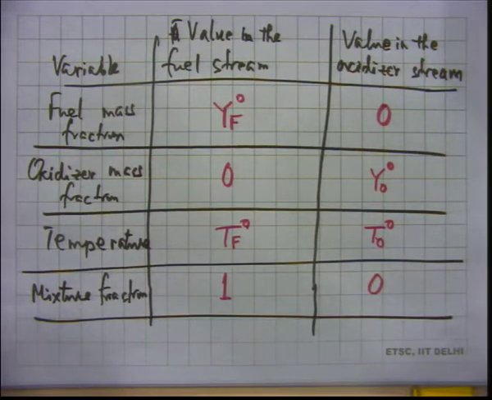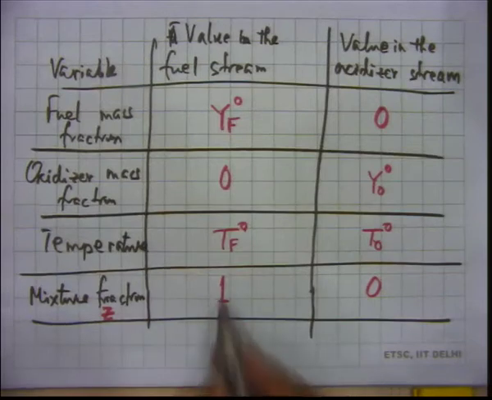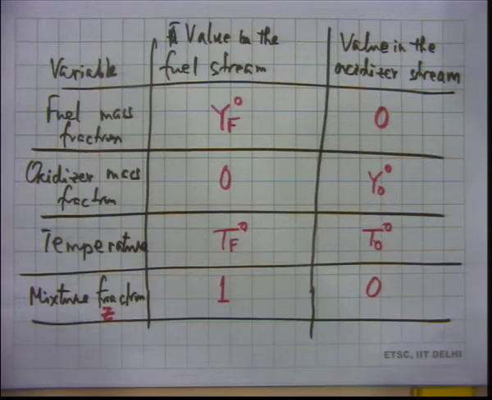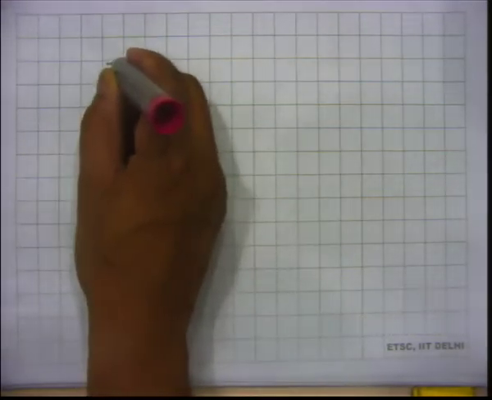Is this correct? How do I get this? We are calling it small z. Is small z equal to 1 in the fuel stream? How do we get that? The definition of capital Z, if we put ZF, then it becomes 1. Or the definition from mixture mass fraction. But why capital Z? We are working with small z now, right?